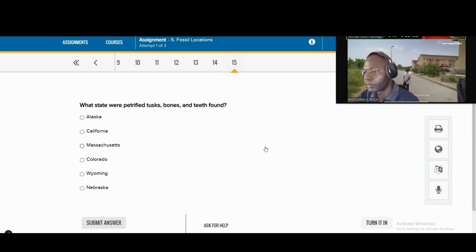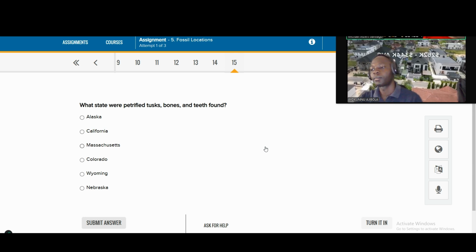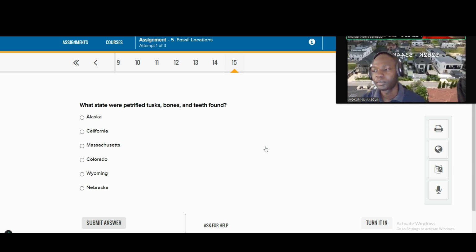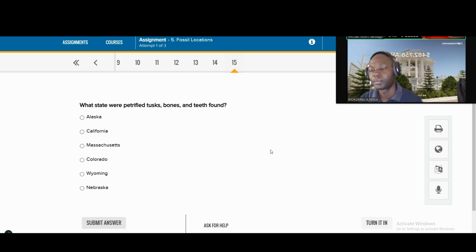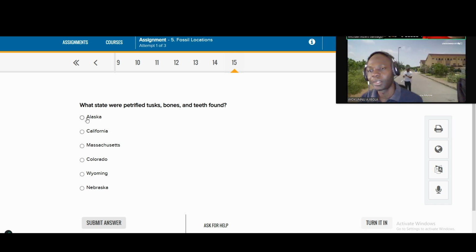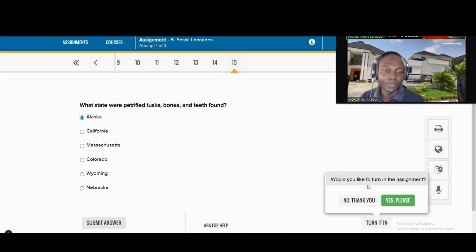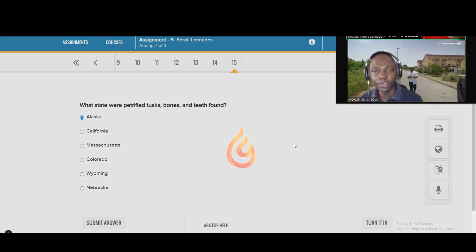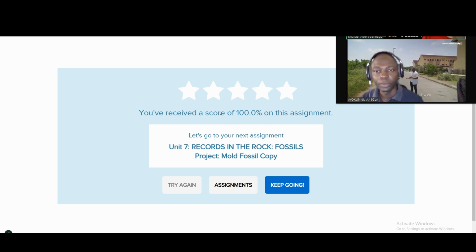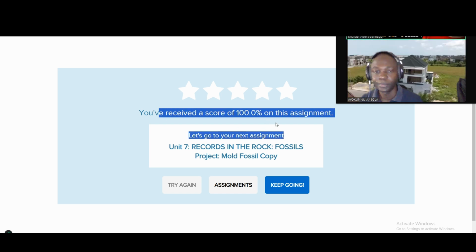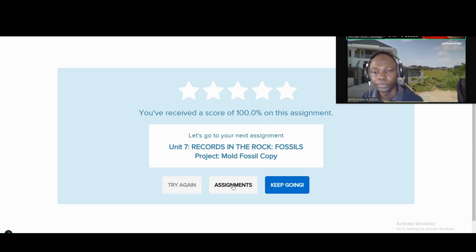Read the next one. What state has a 35-fact mountain peak? Colorado. No, it's in Alaska. So, let's submit this and then what's the score for this? 100. Perfect score.